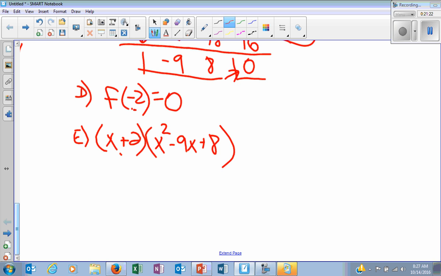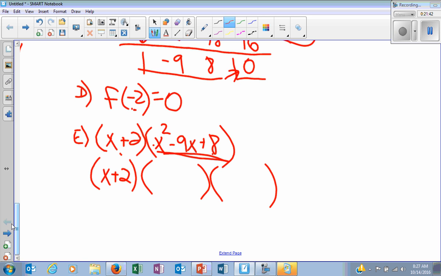But it says completely factor, doesn't it? So I've got to look at this guy. Is that factorable any further? So I'm going to check. How come I can double bubble right away? Because there's a 1 right here. Does 8 have a perfect square? No. So I can skip all that.